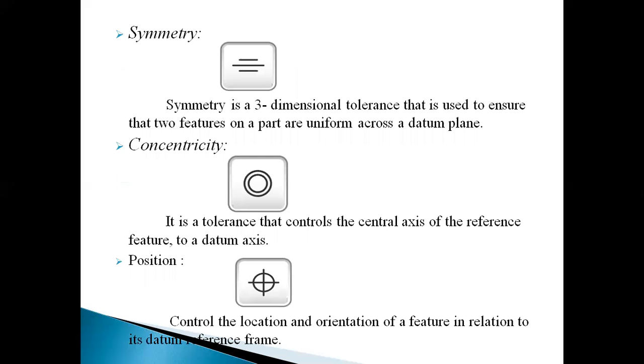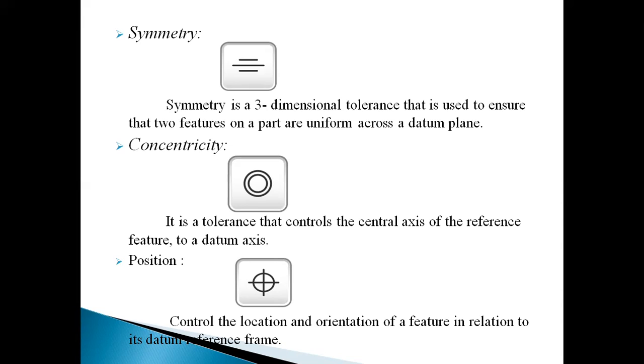Symmetry. Symmetry is a three-dimensional tolerance that is used to ensure that two features on a part are uniform across a datum. Symmetry is not very commonly used in GD&T because it has very limited functional usage, and the verification and measurement of symmetry can be difficult. In short, it is a condition in which features are symmetrically disposed about the center plane of a datum.